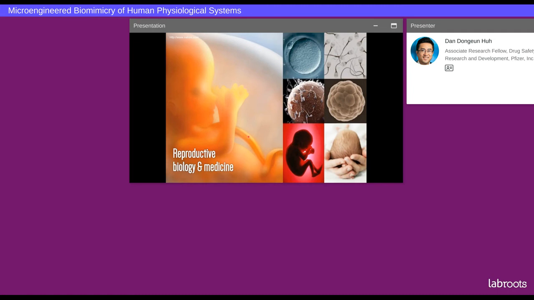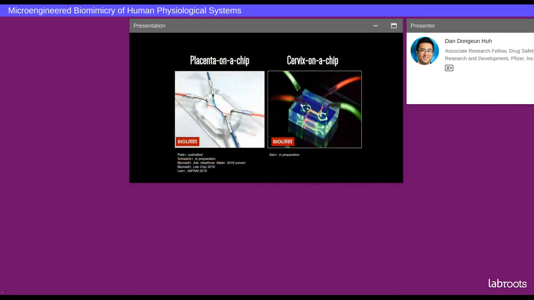And I'd like to just quickly mention that we've been also doing a lot of work in the area of reproductive biology and medicine. This is an area that has long suffered from a lack of human relevant predictive preclinical models. And so we're actually very excited about the possibility of contributing to this field using our organ-chip technology. So we published papers about placenta on a chip and a cervix on a chip. Again, I'm happy to tell you more about these model systems if you're interested.